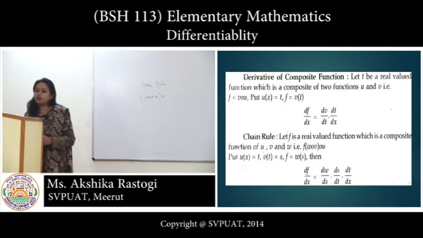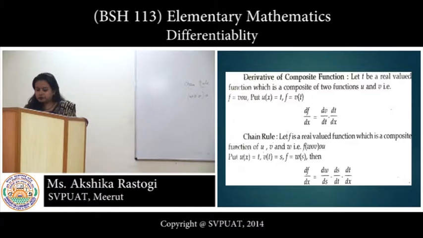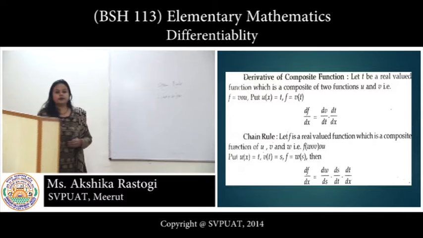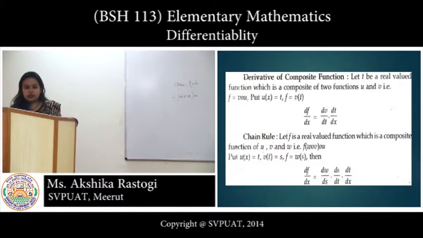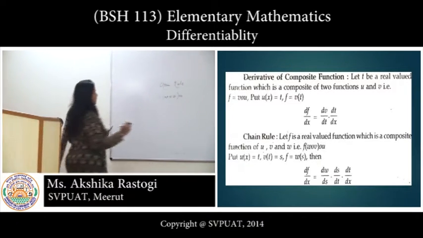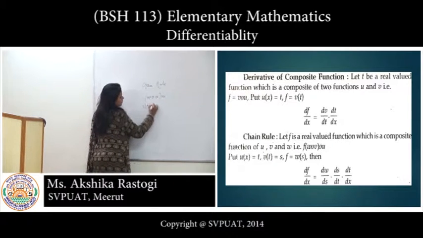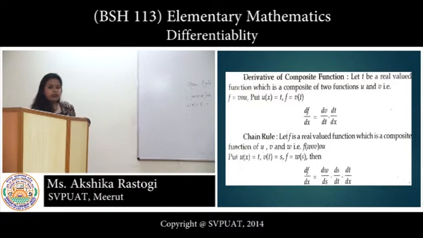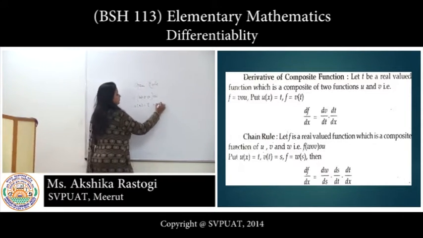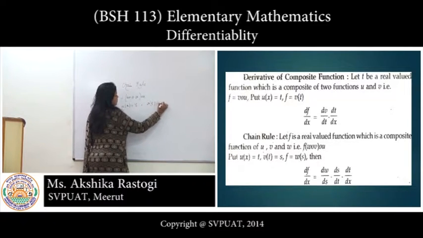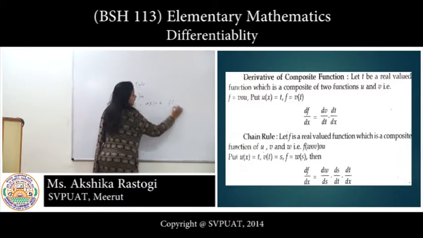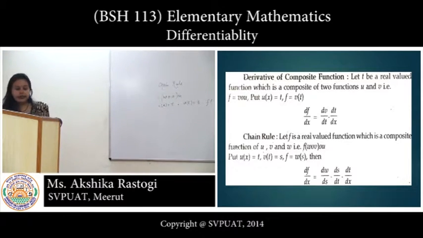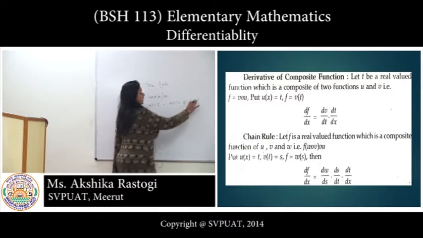That is f equals w o v o u. Now we have three functions together. So according to the chain rule, we put u(x) equals t. Then we put v(t) equals s, and now if we put u(x) equals t and v(t) equals s, automatically f will be equal to w(s).